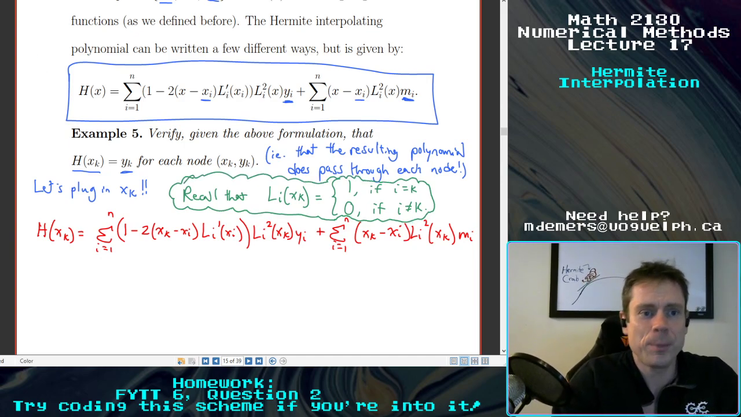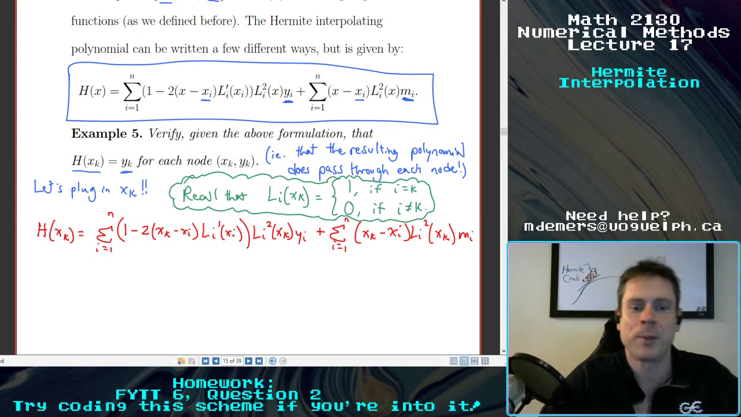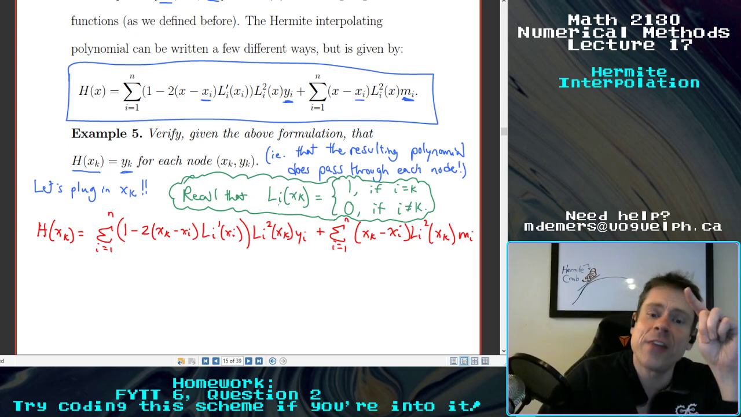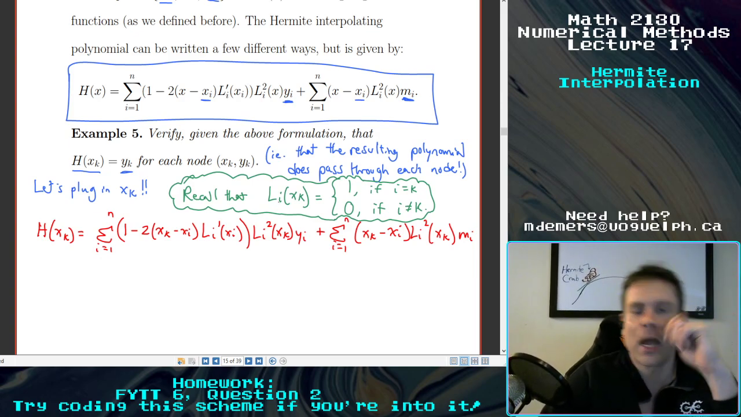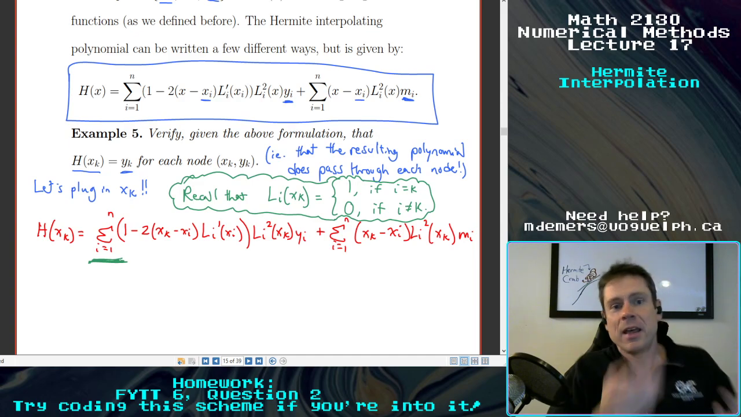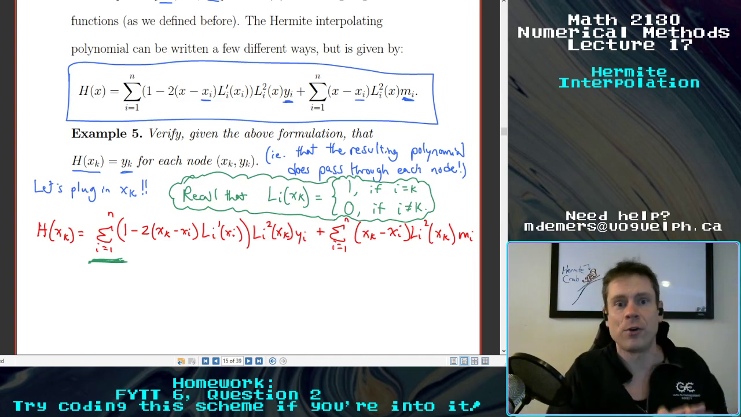So don't be intimidated, but I understand if you are, because it is a little bit gross, but check this out. If Li of xk is equal to either 1 or 0, I want you to look at the sum. This sum is going to go through every single value of i. k is some fixed value. It's the second node, it's the third node, it's the kth node, whatever one it is.